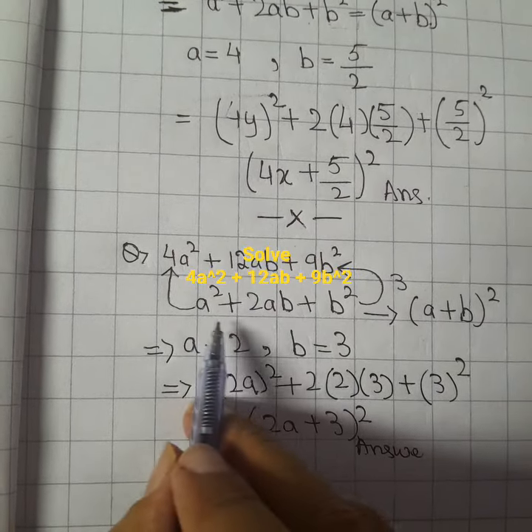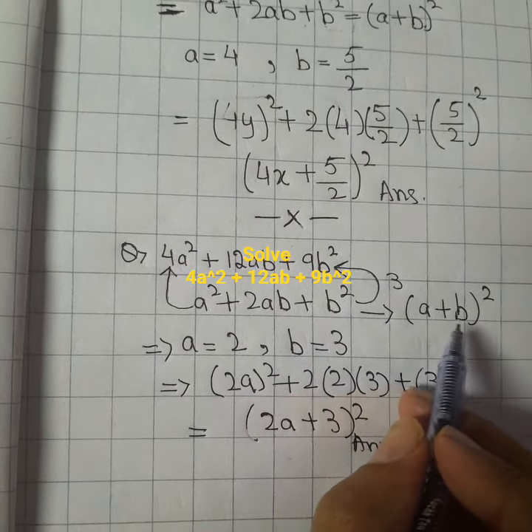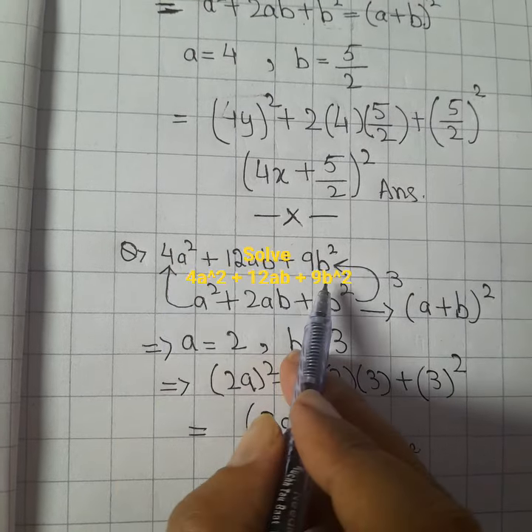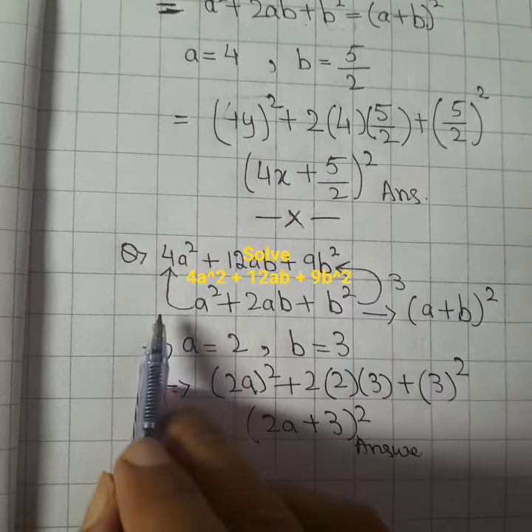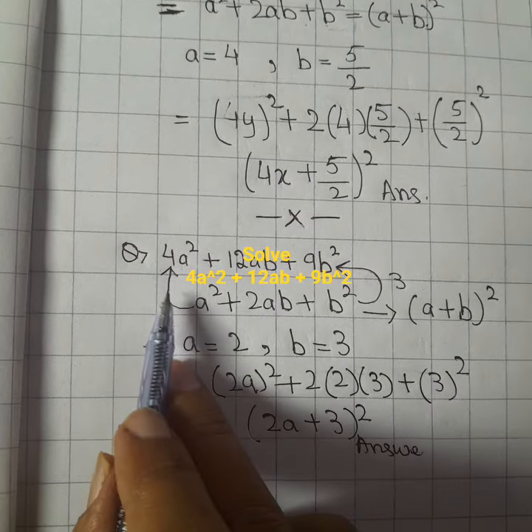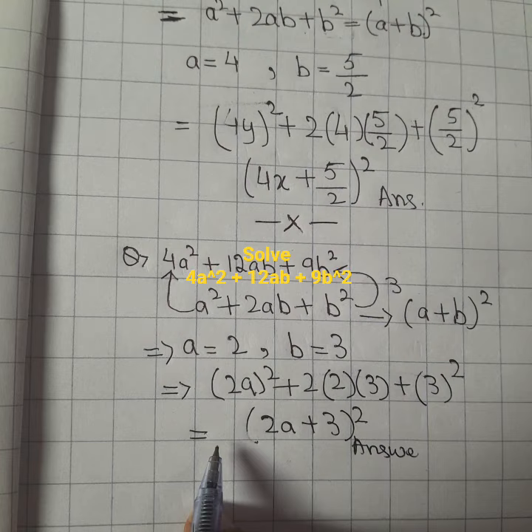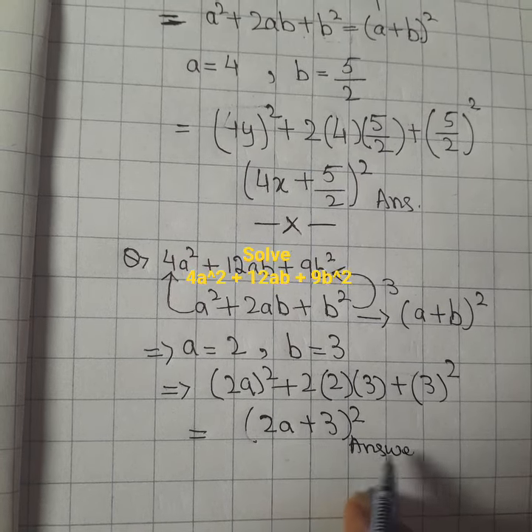You have to remember a square plus 2ab plus b square, that is a plus b whole square. No matter whether the x is here or a is here or y is here or b is here, you have to remember this formula and you have to just utilize the values of a and b in this formula and identify the answer to the question.